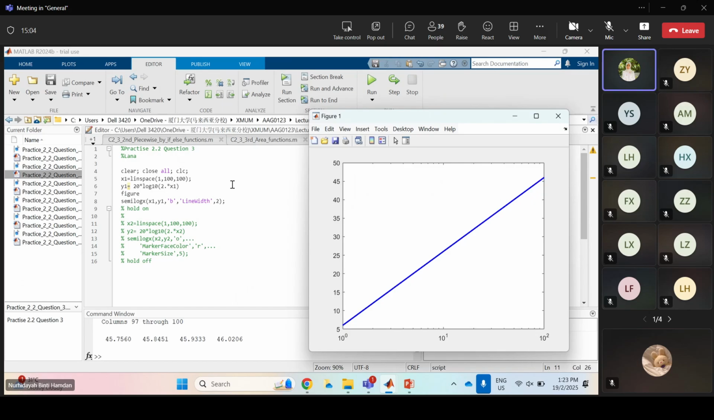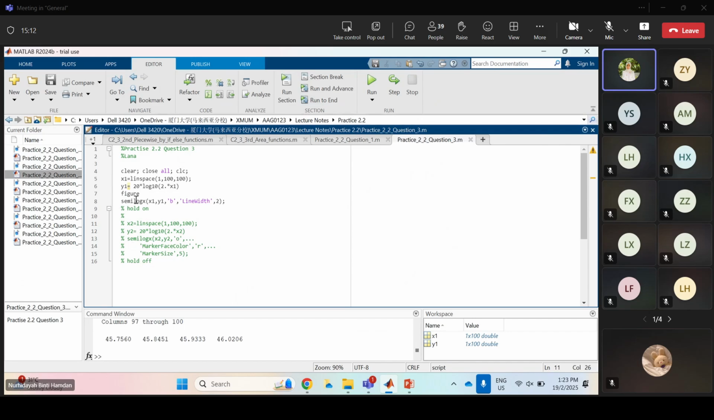Now our next part is that we have to put a marker for each point. So we use hold on. Again we use the same function, but instead of x1, y1, we create x2, y2. This time we only create a marker, red color, size 5, and I use a circle.